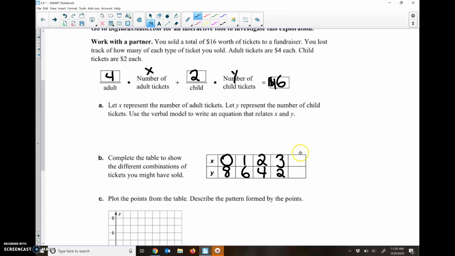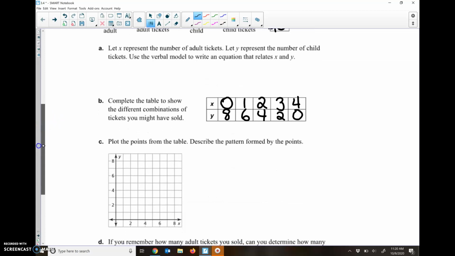Let's pretend I sold 4 adult tickets. 4 times 4 is 16. I'm already at $16, so that means I sold 0 children's tickets. So this is our possible range here. I could have sold anywhere from 0 to 4 adult tickets, and I could have sold 8, 6, 4, 2, or 0 children's tickets. It doesn't make sense logically for me to sell 1 child's ticket, because that means I would need to have $14 from adult tickets, and 4 doesn't go into 14, so I know that didn't happen. So these are my possible scenarios.